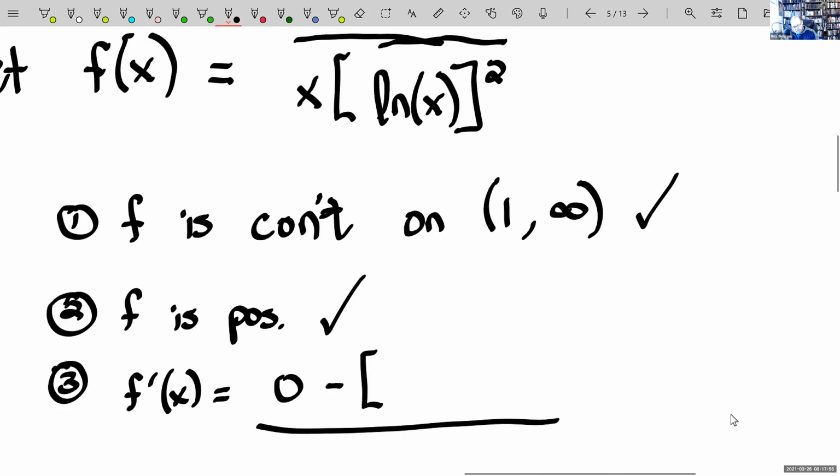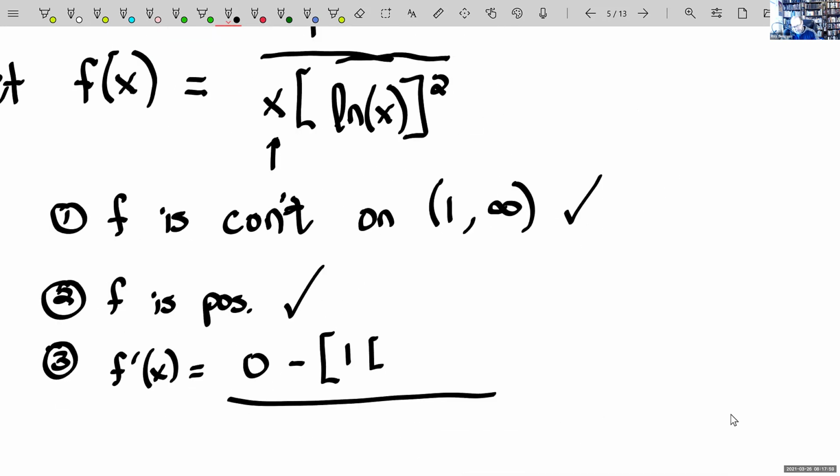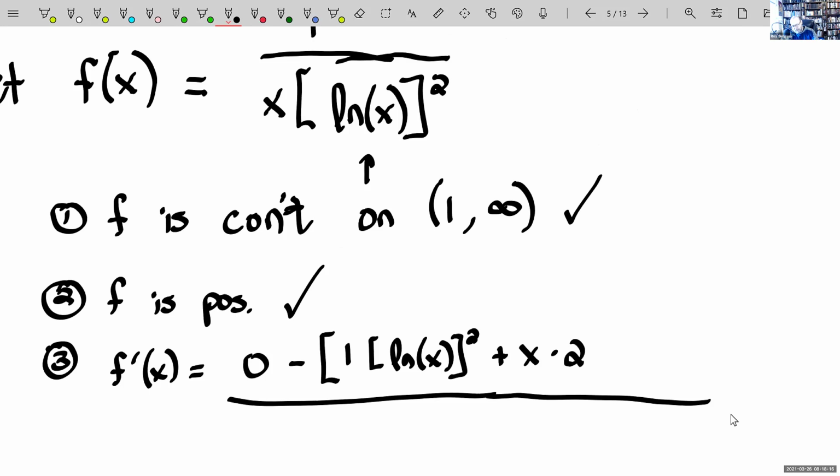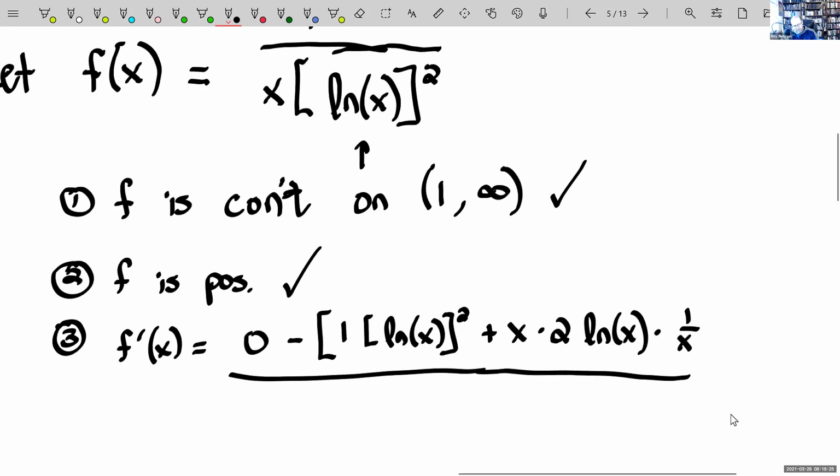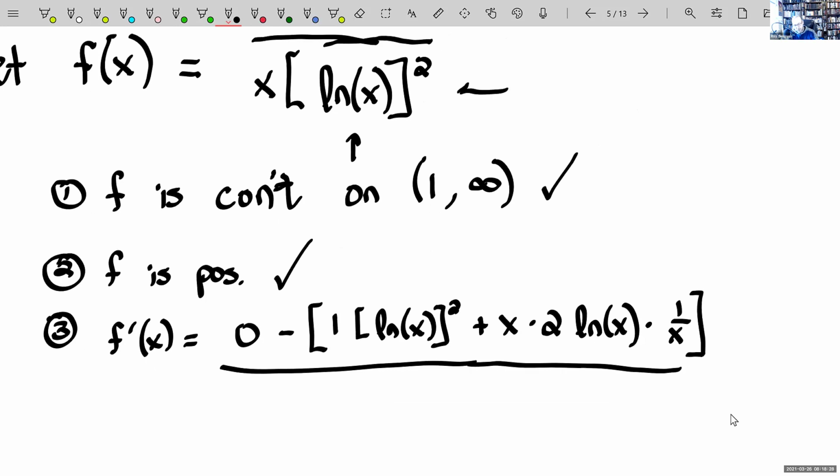Derivative of x is 1 times the natural log of x being squared, plus, now it's going to be x times the derivative of the natural log of x being squared, and that's a chain rule. The derivative of the natural log of x squared is 2 times that natural log of x to the first power times, by the chain rule, 1 over x. And this is all over this denominator squared. So that'll just be x squared and then natural log of x raised to the 4th power.